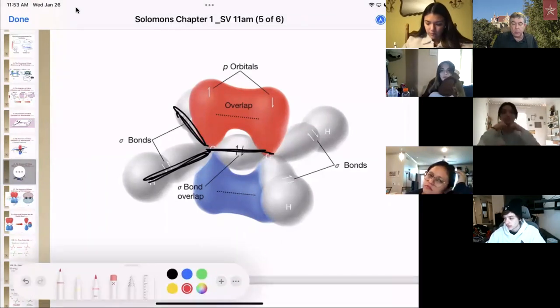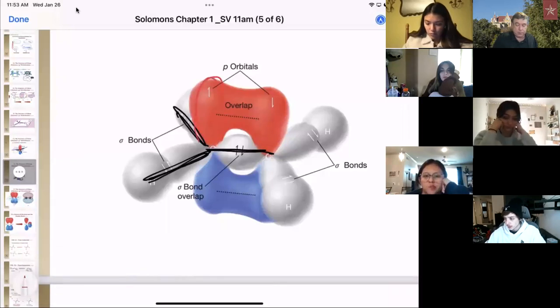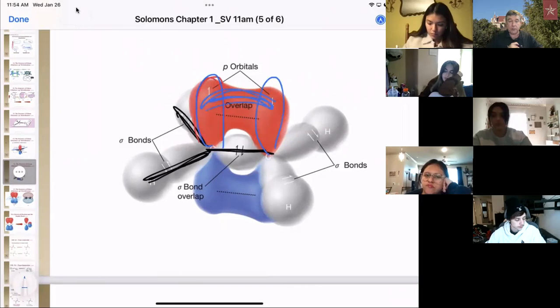Then we had 1 p orbital here and 1 p orbital here, and those are overlapping. Those are going to share a total of 2 electrons. Okay, all sigma bonds are 2 electrons. Each pi bond is 2 electrons.